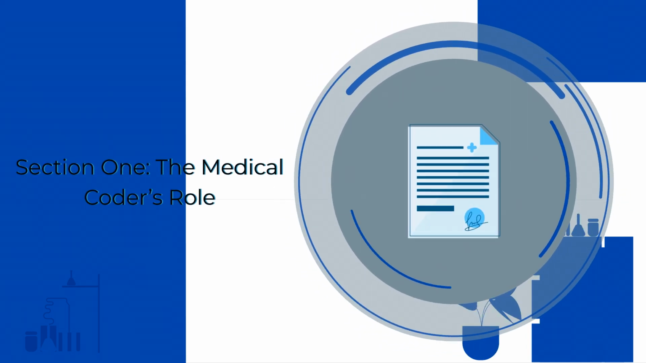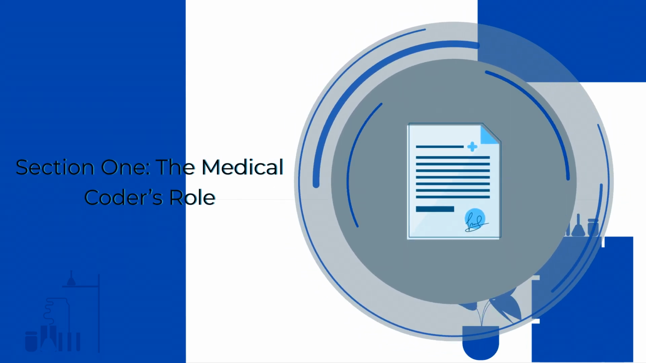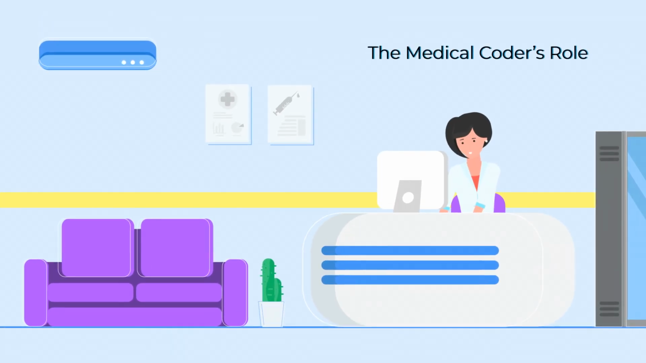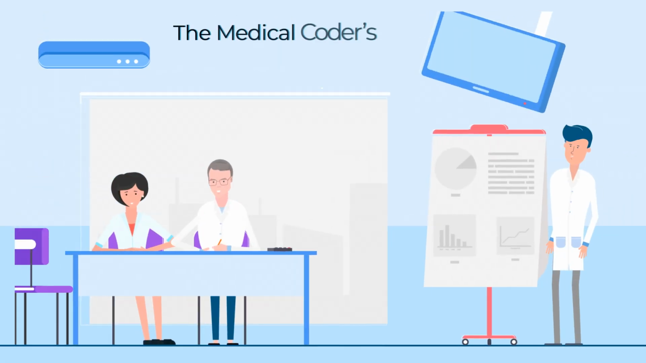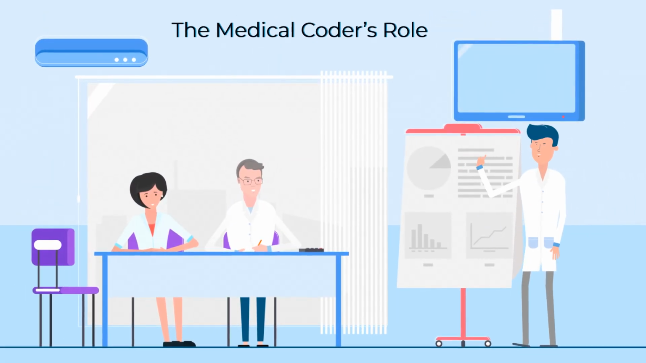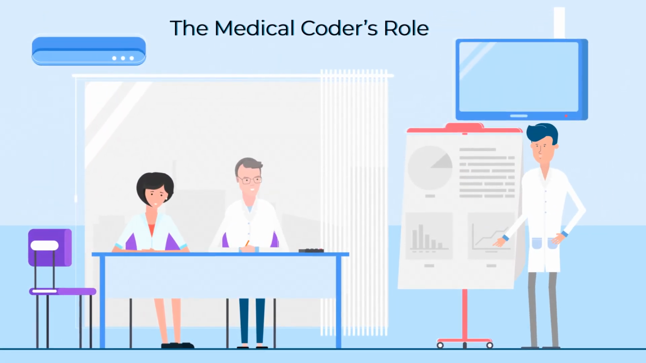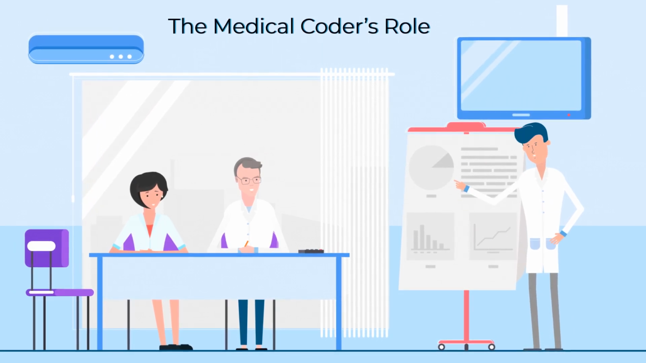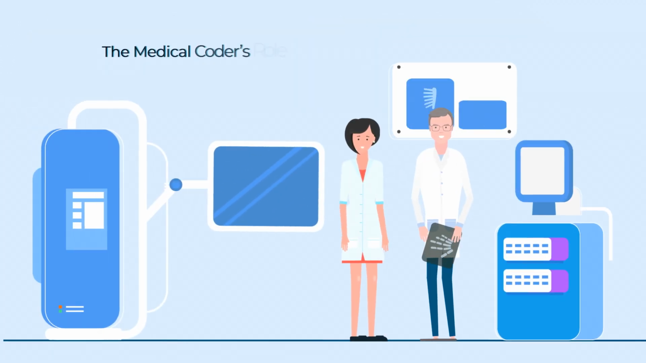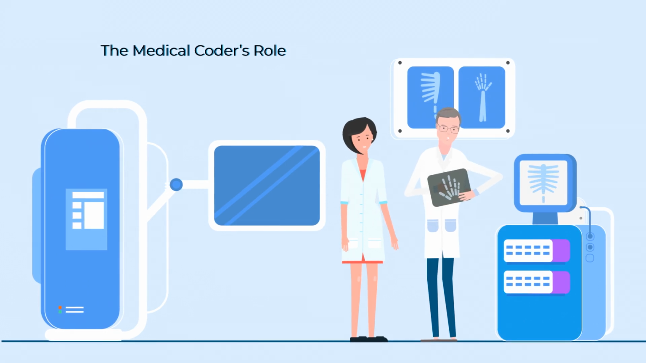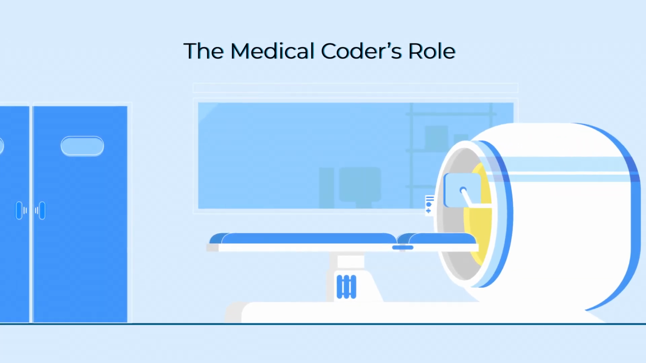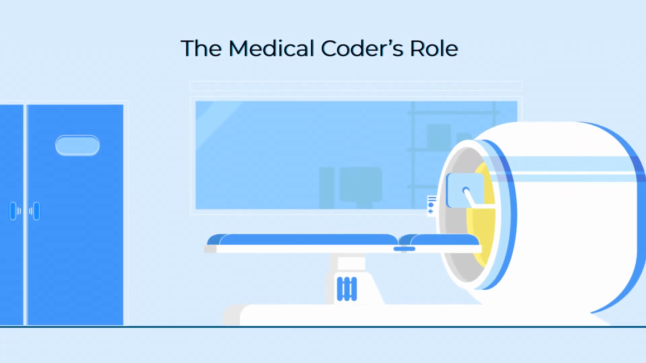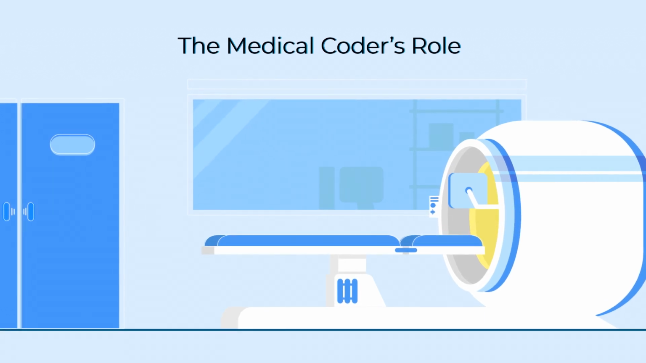Section 1, the medical coder's role. As a radiology coder, you're a crucial part of the healthcare team. Your job is to assign the correct procedure codes for imaging exams, along with diagnosis codes that explain why the exams were done. It's not just about codes, it's about accuracy and making sure providers are paid correctly for the services they deliver. To do this well, you'll need to understand radiology procedures, imaging methods, human anatomy, and even medications.